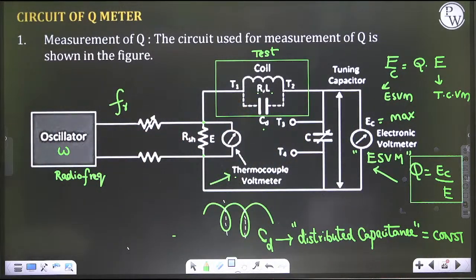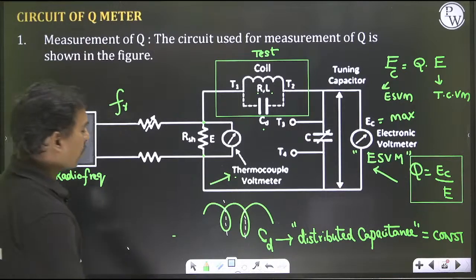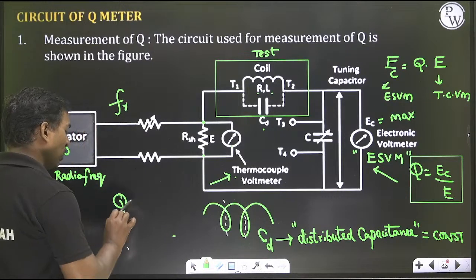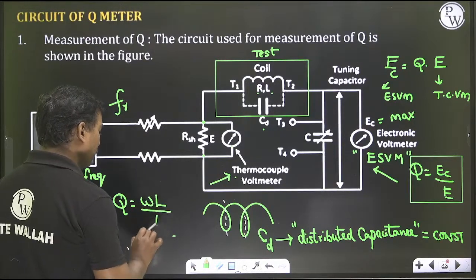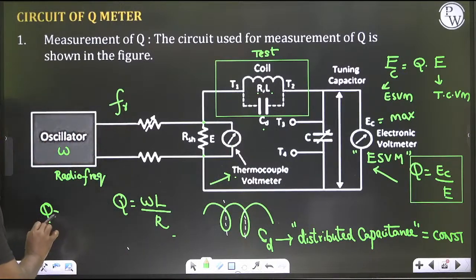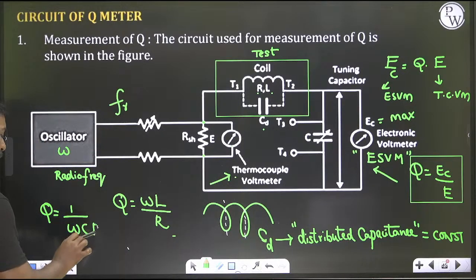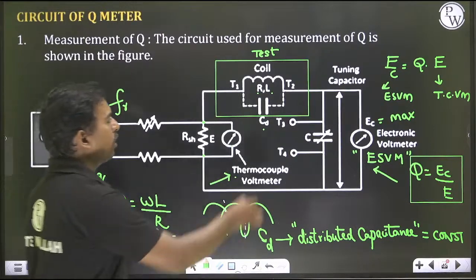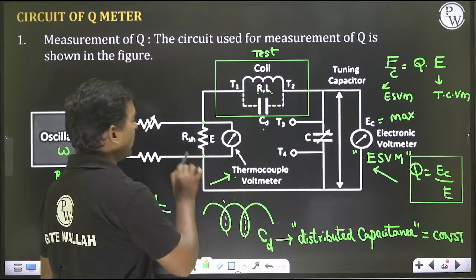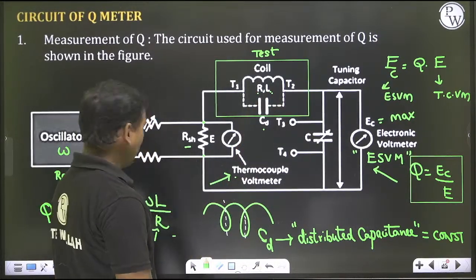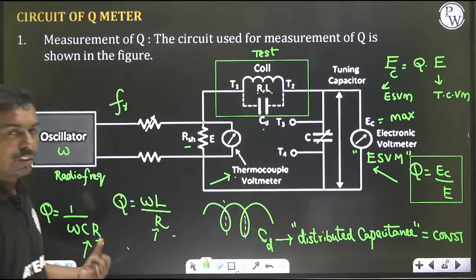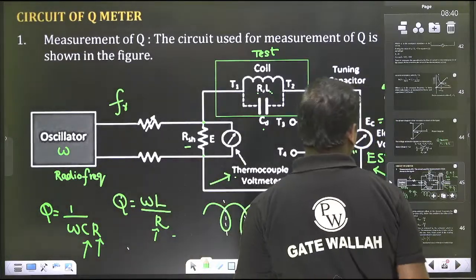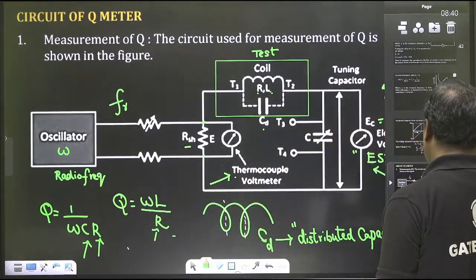But practically speaking, Q should be omega L by R, or Q should be 1 by omega CR. Here, what is this C and what is this R? This R should be only the coil's parameter, but here a shunt resistance is coming in series. Similarly, the distributed capacitance is also coming in series. So there is a chance of error.